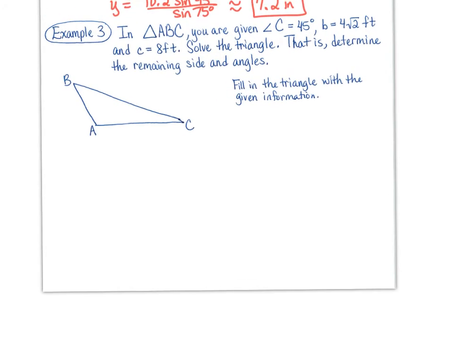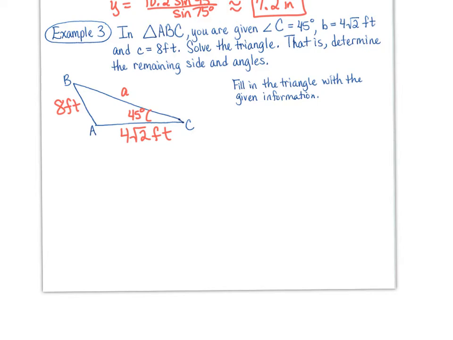What goes here? 4 root 2, or 8 feet? I heard both. This side represents what little measurement? It's little c, right? So what goes here? 8 feet. Good. What goes here? 4 root 2. Good. Do we know the other one? No, so let's call it little a. And what angle are you given? Angle C. You know that's 45 degrees. Okay? Good.